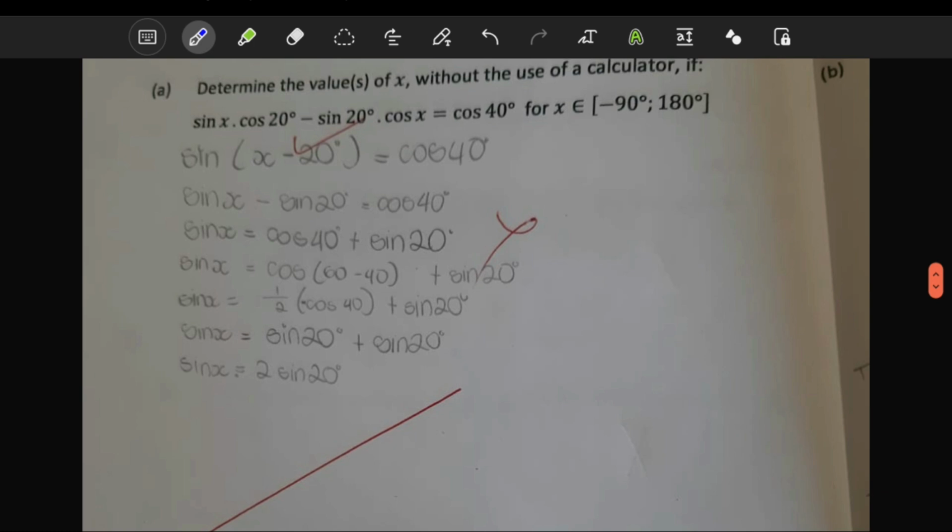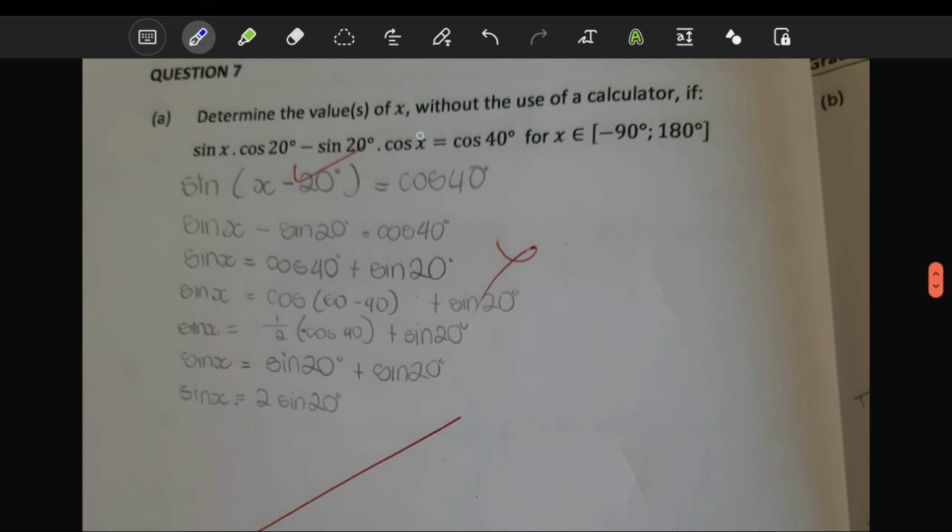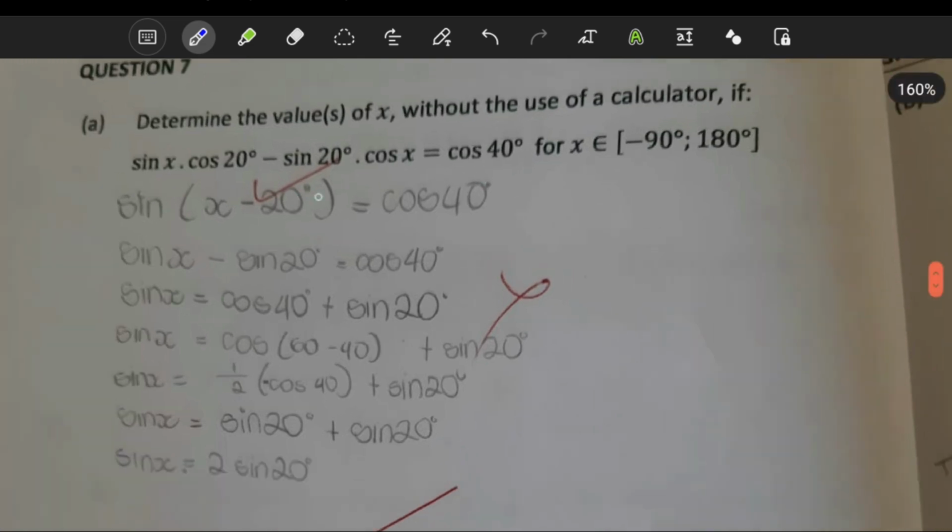It's out of 6. They said we should determine the values of x without the use of a calculator, if this whole thing here is equal to 40. So this is dope, realizing that this is a compound angle expression, and with this compound angle expression, you cannot distribute a trig expression into a bracket, because this here is the angle of the trig expression. This is not a variable. You cannot say sine times x and then sine times the 20.